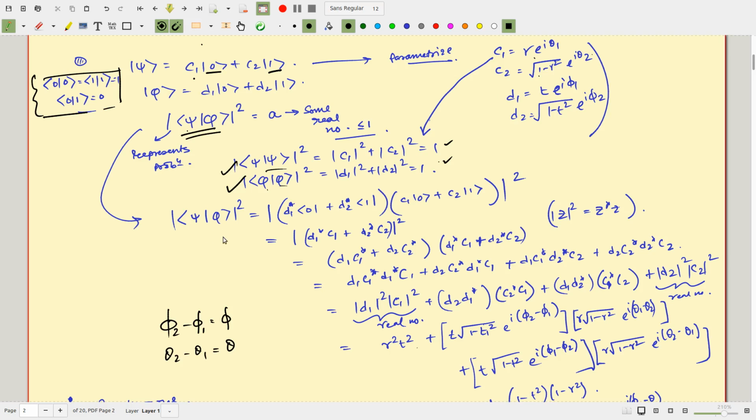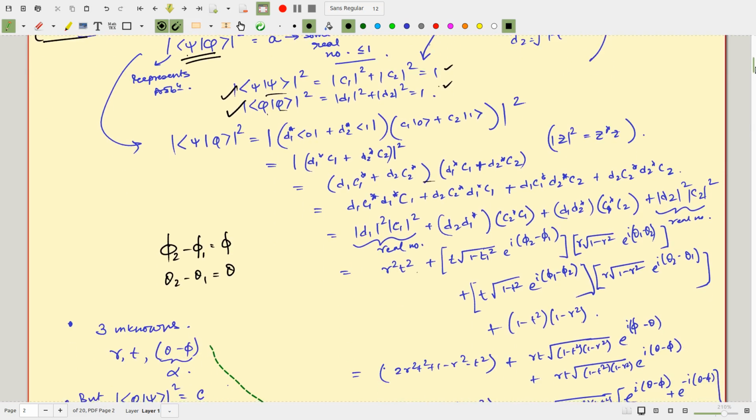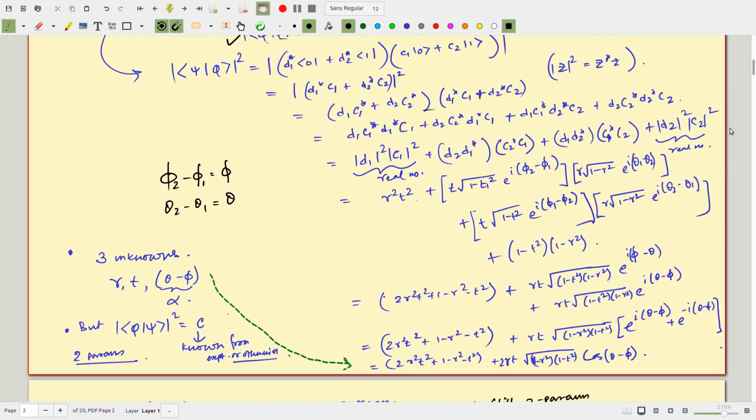And now, I want to compute this inner product. So, if I compute this inner product, I put these things. After one line of calculation, I get here, which is basically expanding this whole form into this. And then I notice that if I put this r, t, theta and everything and do a few lines of calculation, I reach here after some simplification, and what I get is some real number plus some real number times cos of theta minus phi, where theta is this angle theta 2 minus theta 1 and phi is this angle phi 2 minus phi 1.